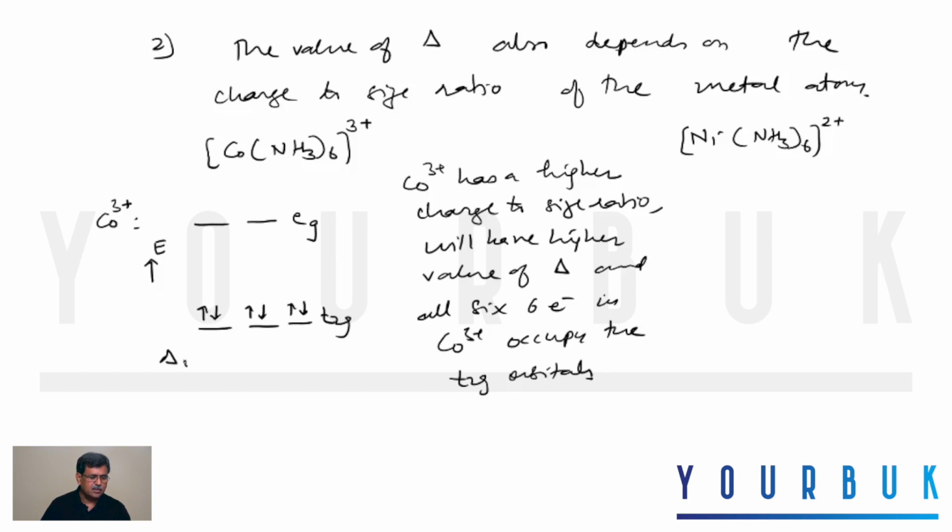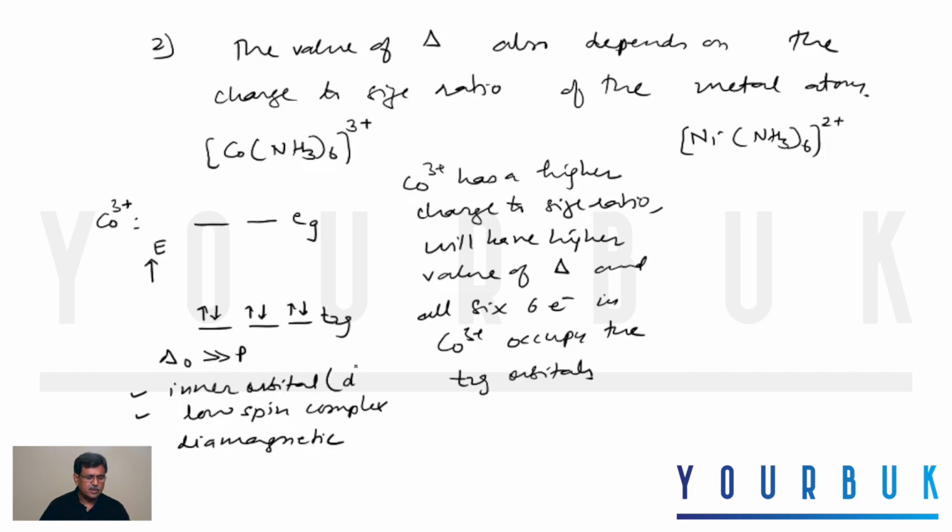In this case, delta O is very, very large in comparison to P. As a result, this complex is inner orbital. This complex is a low spin complex. And this complex is diamagnetic. Inner orbital means it has a hybridization of d2sp3. And the complex is octahedral in shape.